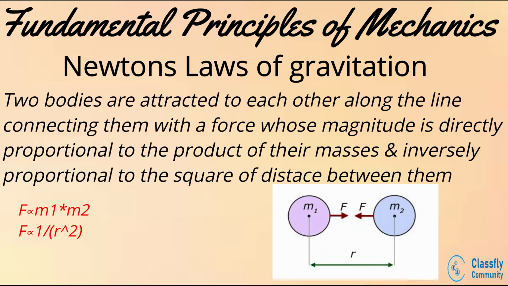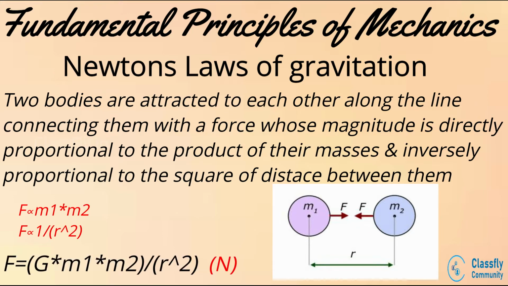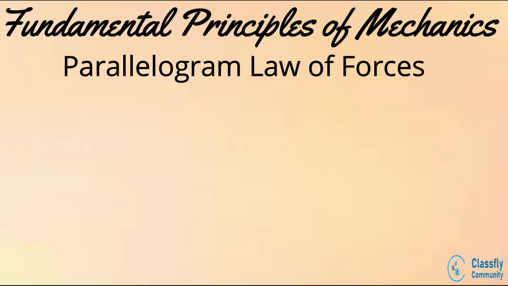between them. Observing the figure, we can deduce the relation that F is directly proportional to m1 m2 divided by r square. Hence, we can tell that F is equal to G m1 m2 by r square, where G is a constant known as the universal gravitational constant.